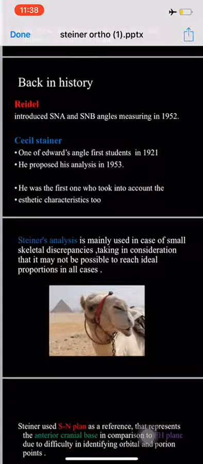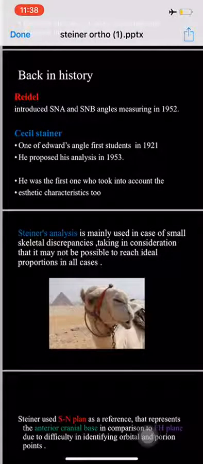Back in history, Riedel introduced SNA and SNB angle measuring in 1952. Steiner was one of Edward Angle's first students in 1921.